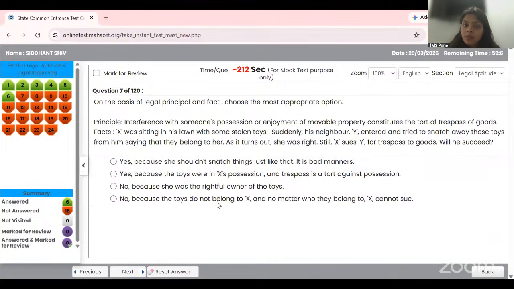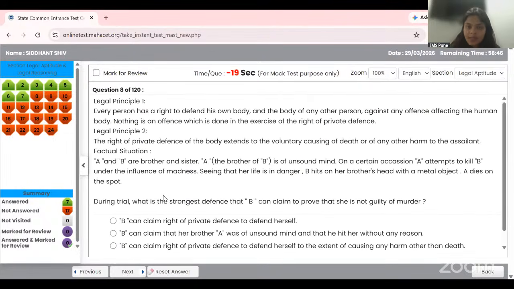And no is not the right option because in this case there was trespass that happened here to the possession. So it is an offense, or a tort, against possession. So this is going to be our right answer. Please tell me if you understood how this exam gets a little tricky for certain questions. Okay? Okay, moving to the next question.